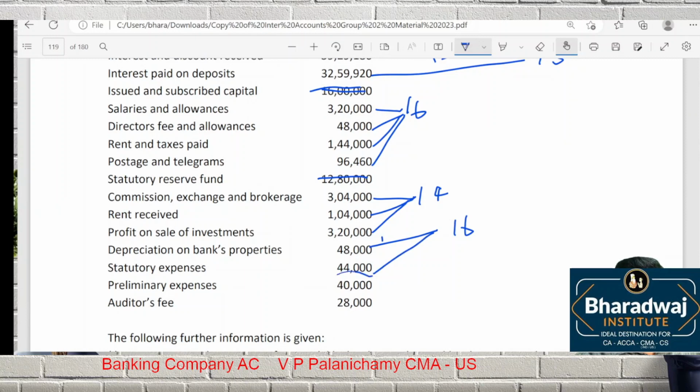Statutory expenses also, legal charges, 16. Preliminary expenses, that's a balance sheet item, only whatever is written off will come in the P&L account. Audit fees also will be covered in 16. So like this, identify the schedules first in any question.